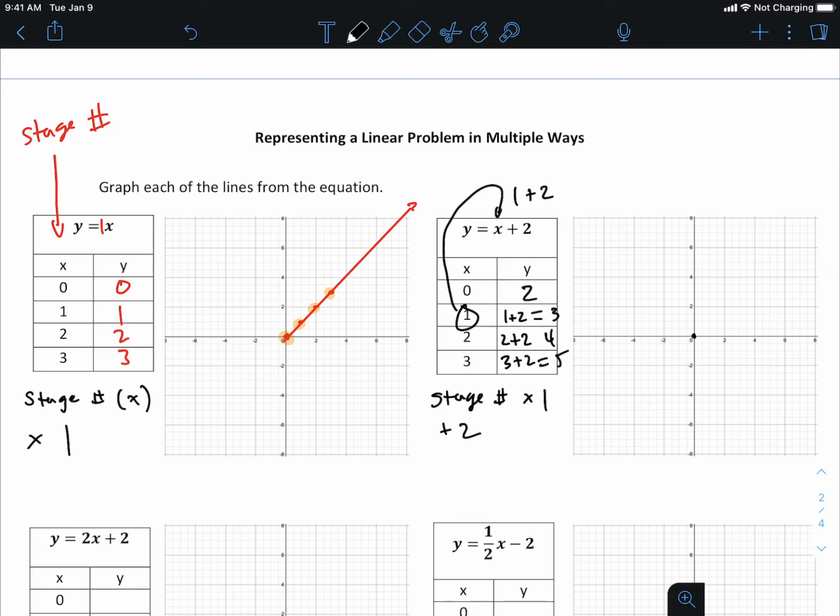Okay? It's not an H. Sorry, guys. It's a plus sign. Okay? So you're going to plot these points now. The fourth one's interesting. Well, I'm not thinking about the fourth term, I'm thinking about the fourth representing a linear problem in multiple ways.